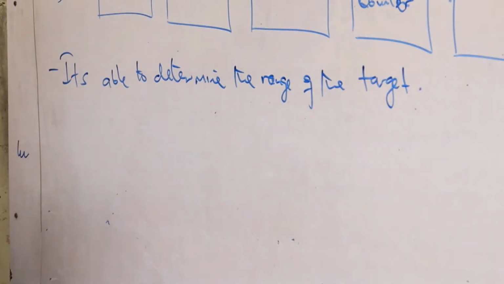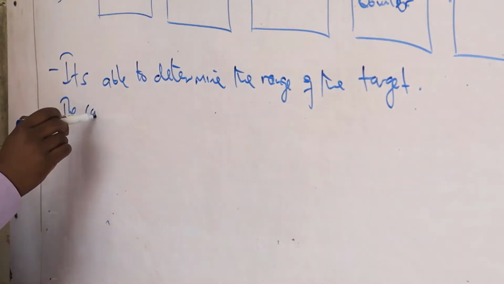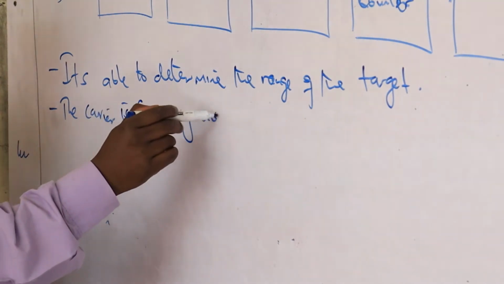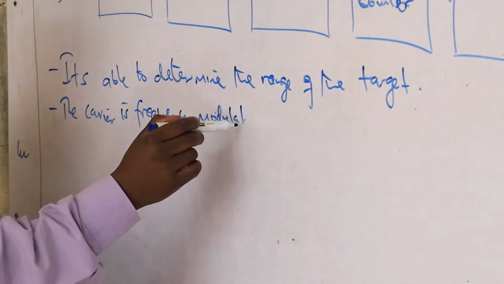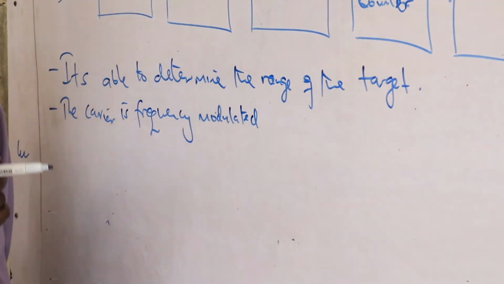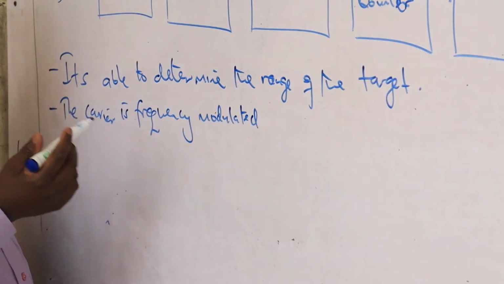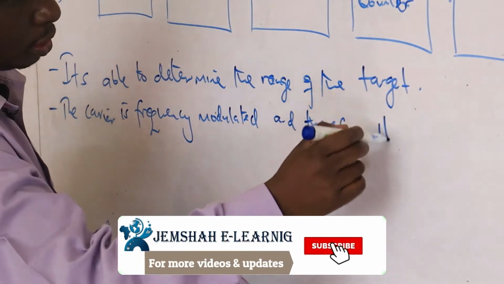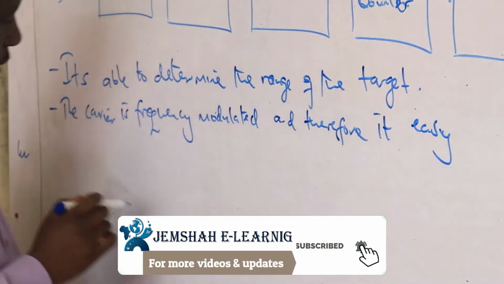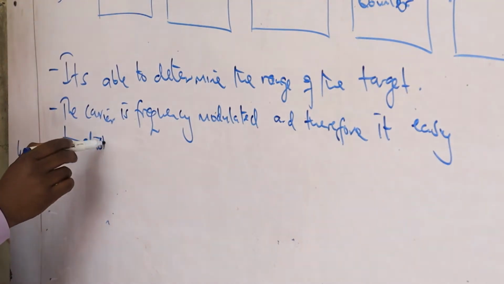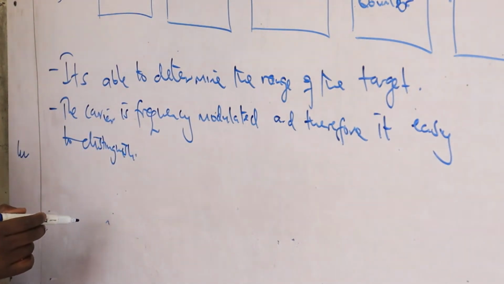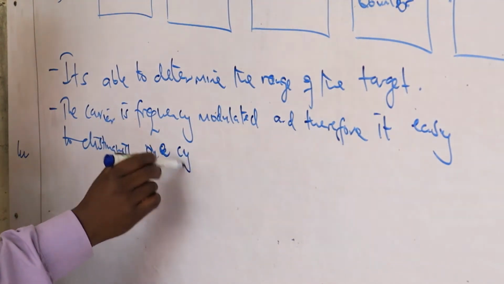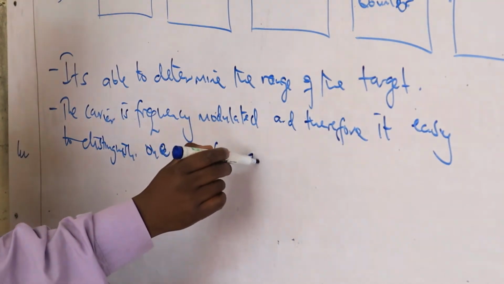Another thing is that the carrier is frequency modulated, and therefore it's easy to distinguish one cycle from another.